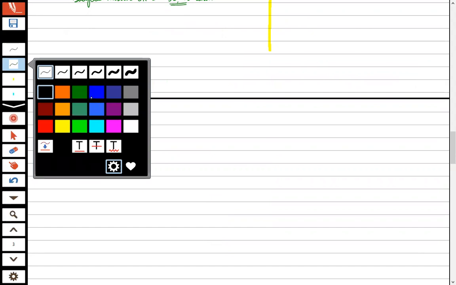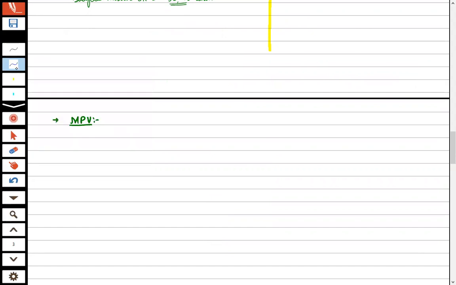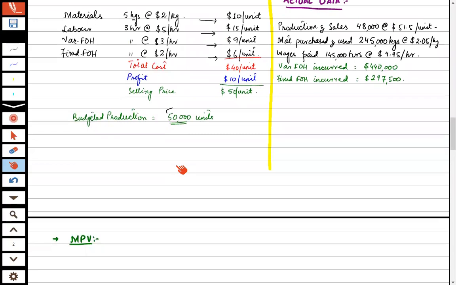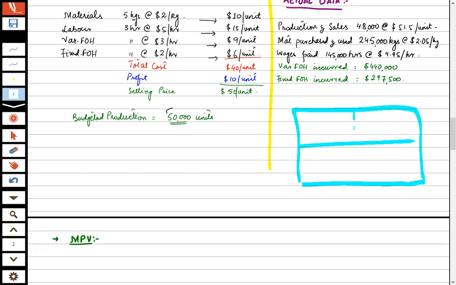Now the formula need not be memorized. Exactly what we have to do is see which variance it pertains to. If it is material price variance, then we will compare the actual and budgeted or standard price of the materials. Now, before calculating the variances, it is my sincere advice to work on two things so that the variance calculations can be made easy.